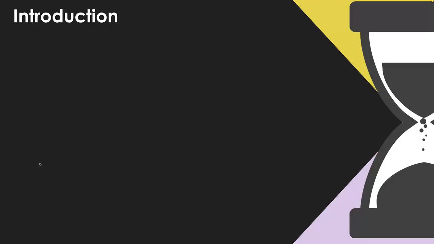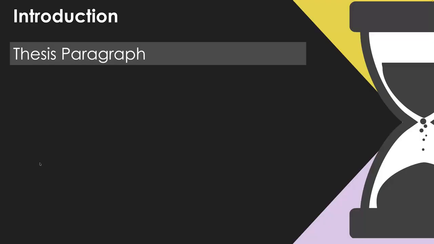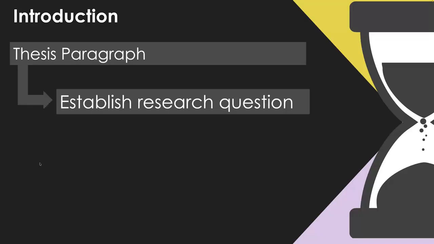Okay, let's look at it, because now we're going to start moving into our thesis paragraph, which is, again, the most important paragraph in the entire paper. And it, again, also has 3 elements. Write them down. The first thing is going to establish the research question or questions. What are you trying to prove? What question is motivating this? What do you want to know about that problem?